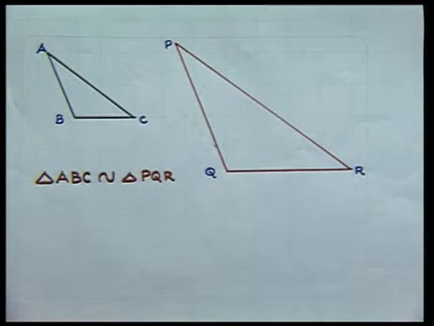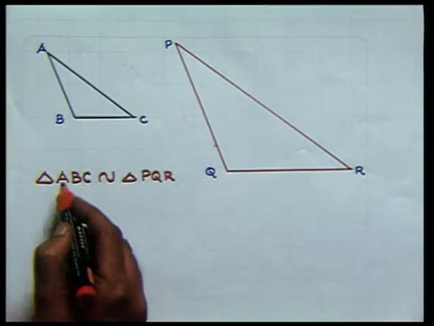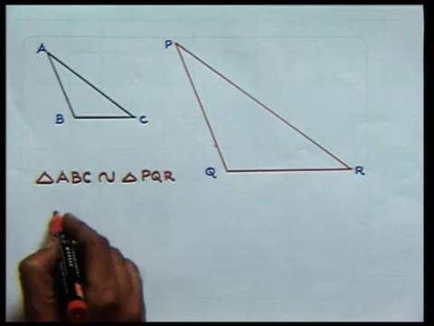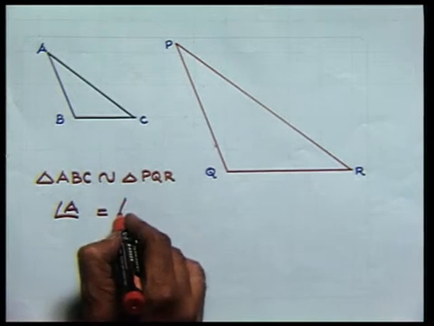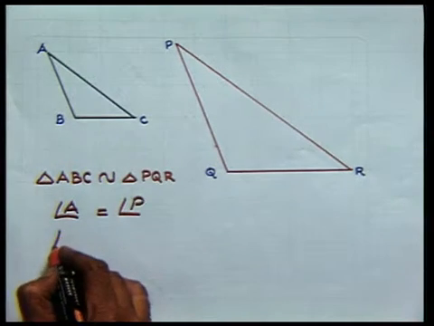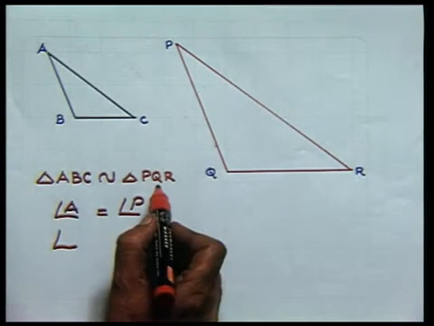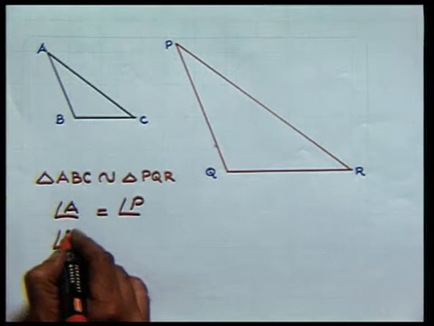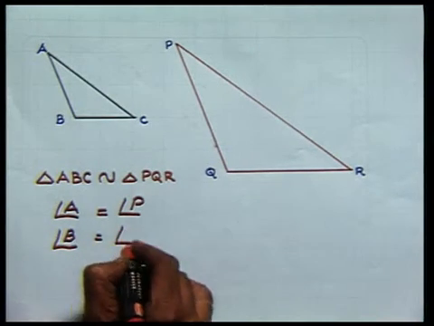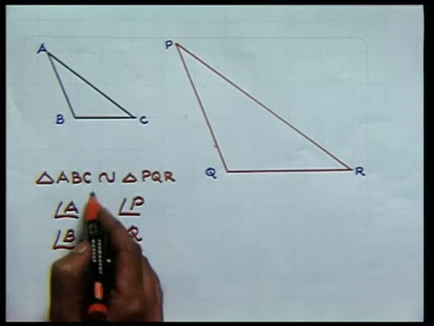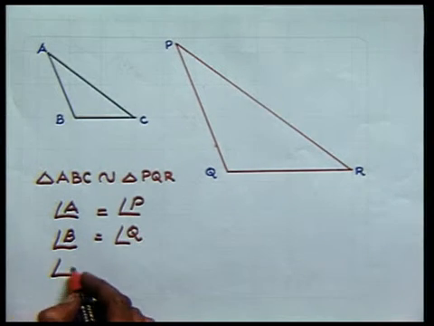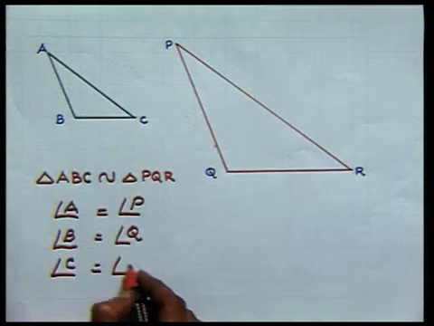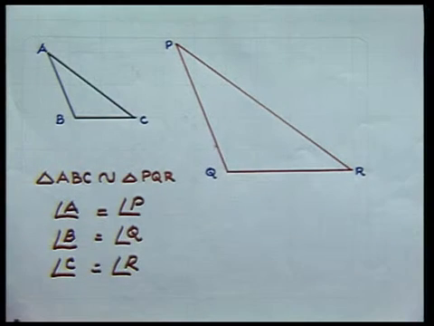Then what can you say about the corresponding angles? Now here, since point A corresponds to point P, angle A will be equal to angle P. The point B corresponds to point Q, so angle B will be equal to angle Q, and C and R correspond to each other, so angle C will be equal to angle R. So that is one condition of similarity, that the corresponding angles are equal.